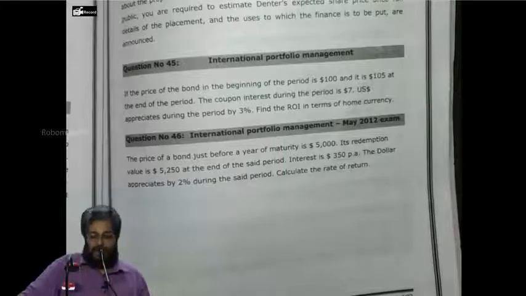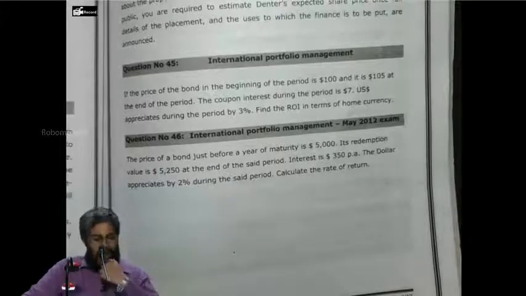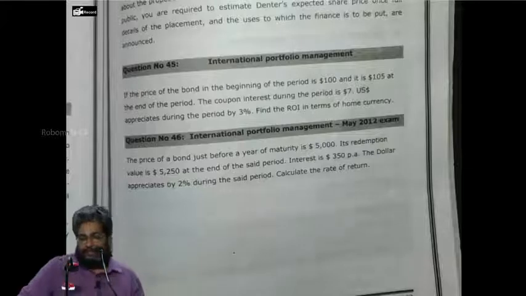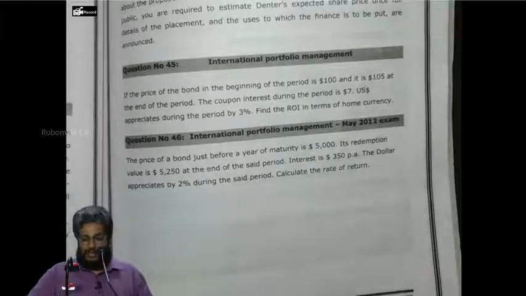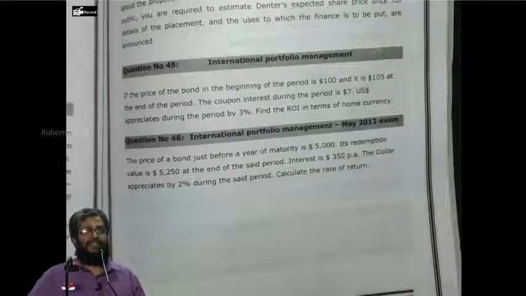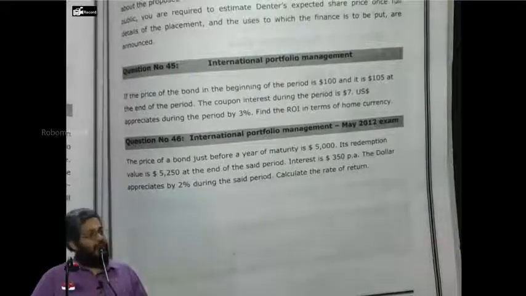Shall we start? Write down. Let spot rate be $1 is equal to rupees 50. We just assume it. Can I proceed or not? Can I start doing the solution?